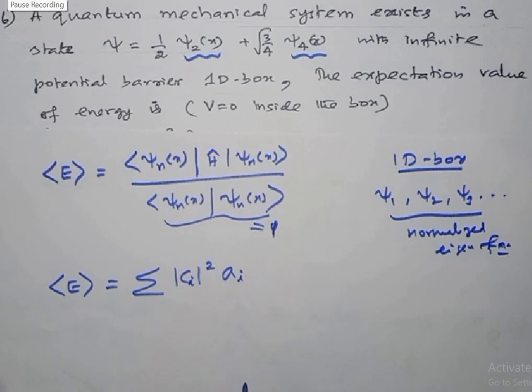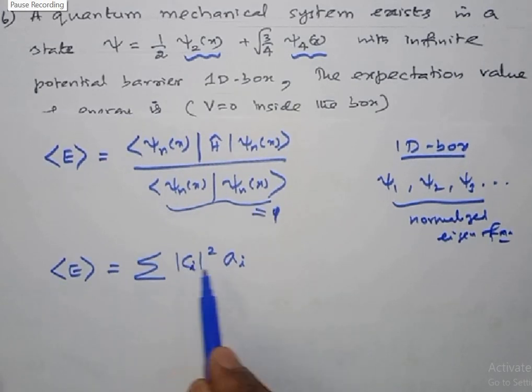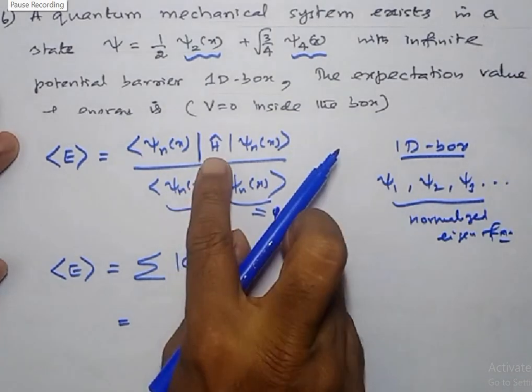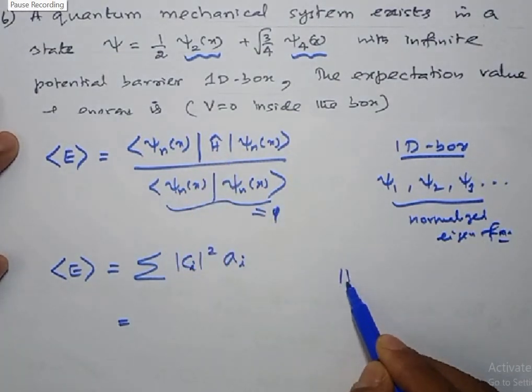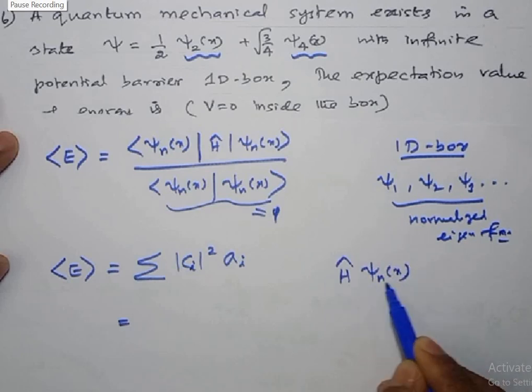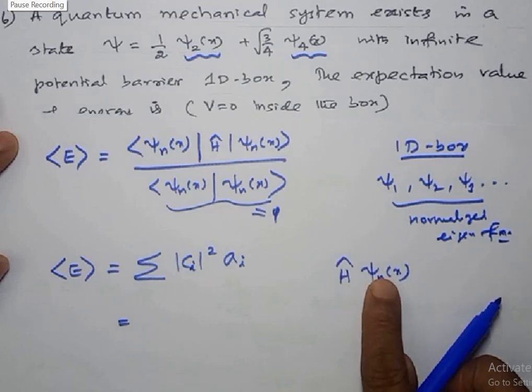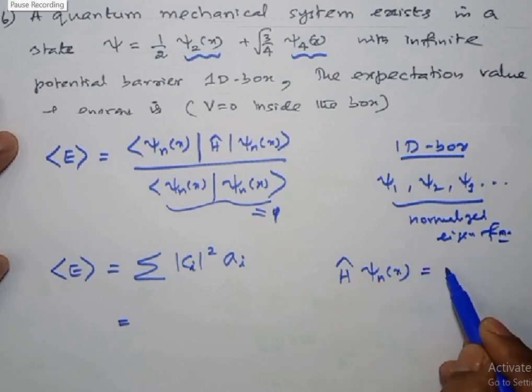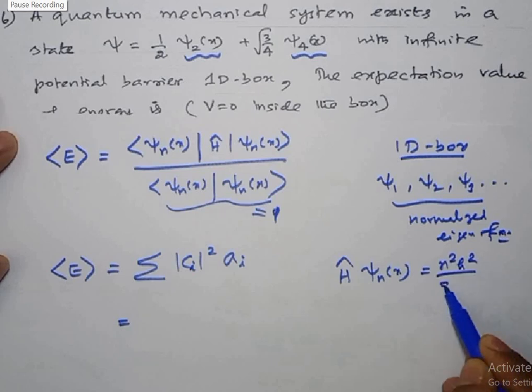What is meant by that? Listen, this is the coefficient, this is the eigenfunction. What is the operator we are using now? The Hamiltonian operator. If you apply the Hamiltonian operator on the nth state function of the 1D box, we get energy. What is that energy? N square h square over 8 m l square into the same function.